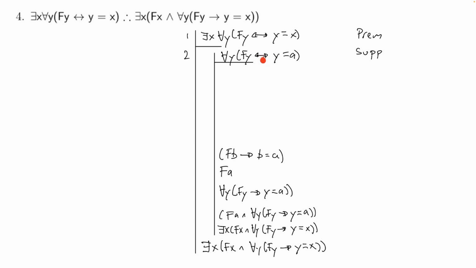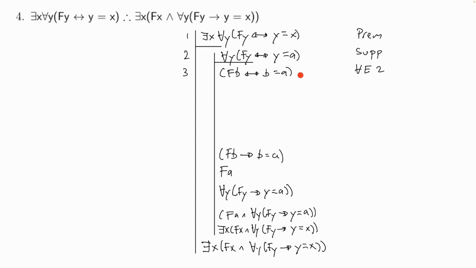Officially, we don't actually have this both-sided arrow in our formal language. We really just understand this as the abbreviation of a longer formula, which is the conjunction of two conditionals. Let's instantiate this universally quantified statement. From this, we can derive any instance of it, right? So we can derive FB if and only if B equals A.